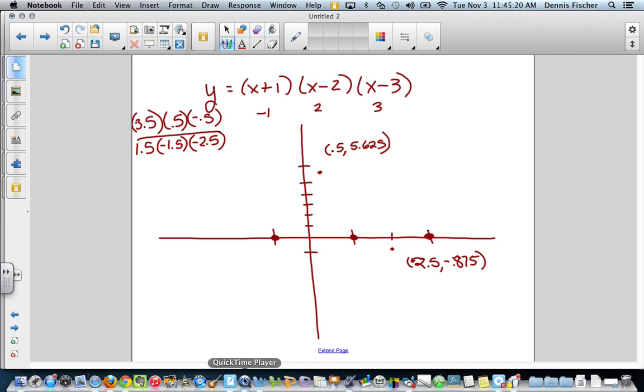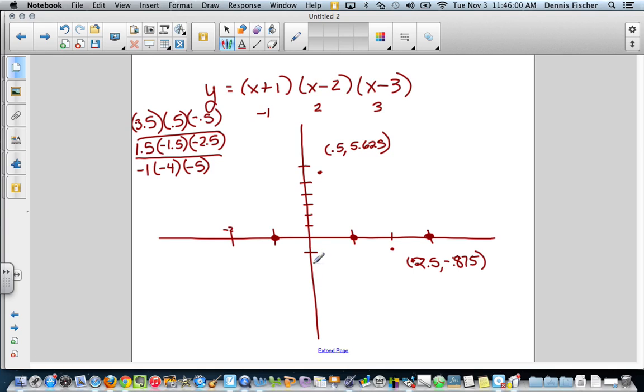Now we have the point in the middle down and the point in the middle up. Now we need 2 more points. So let's do -2. Okay, we can do -2. -2 plus 1 is -1. We're going to plug in -2 here. -2 minus 2 is -4, and -2 minus 3 is -5. If I multiply those together, they're not hard numbers to multiply. 5 times 4 is 20, and with the negatives it's -20.